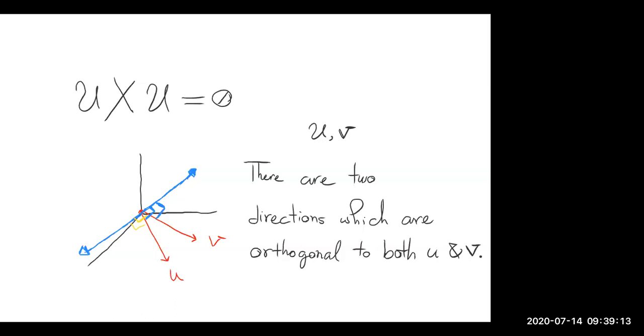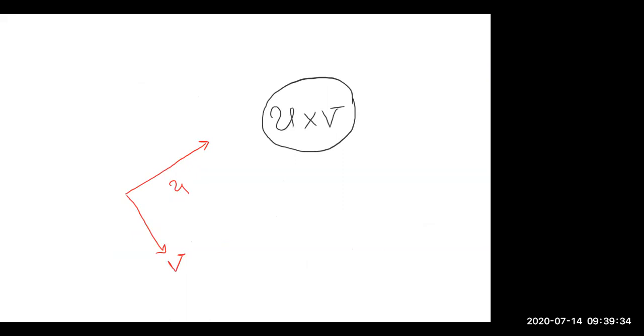Okay, let me try to draw it here. If we have a vector u in three-dimensional space, and we have another vector v, if we multiply them we get a third vector, u cross v. You might ask, where is u cross v? It's going to be normal to u and v, orthogonal to u and v. But there are two directions which are orthogonal to u and v. This is one direction. This is the other direction.